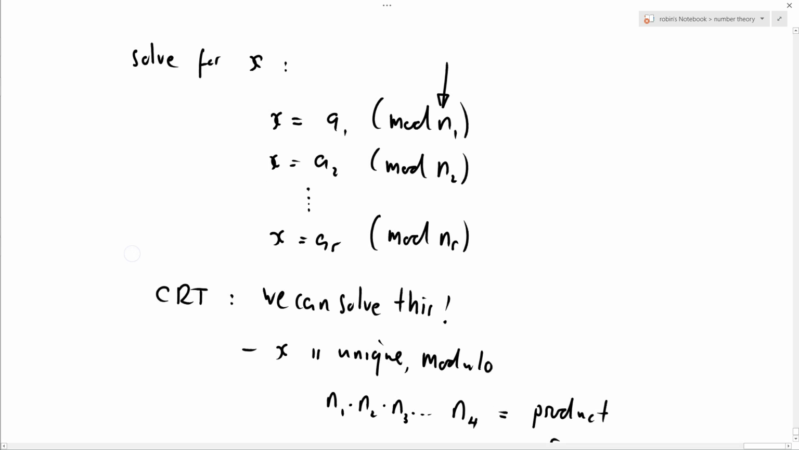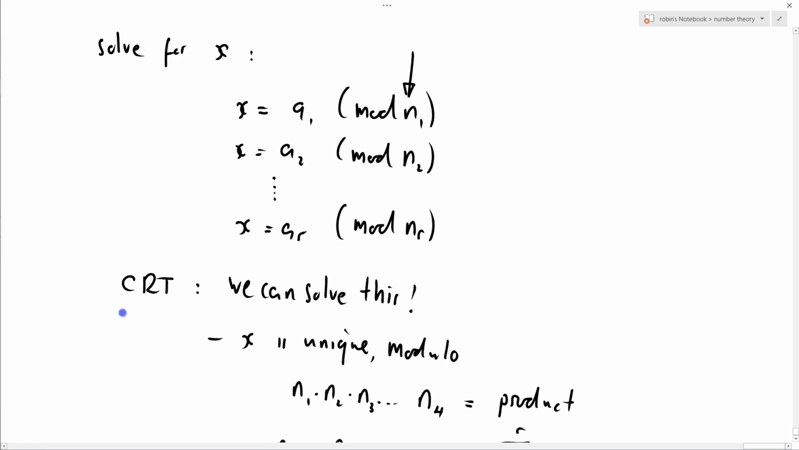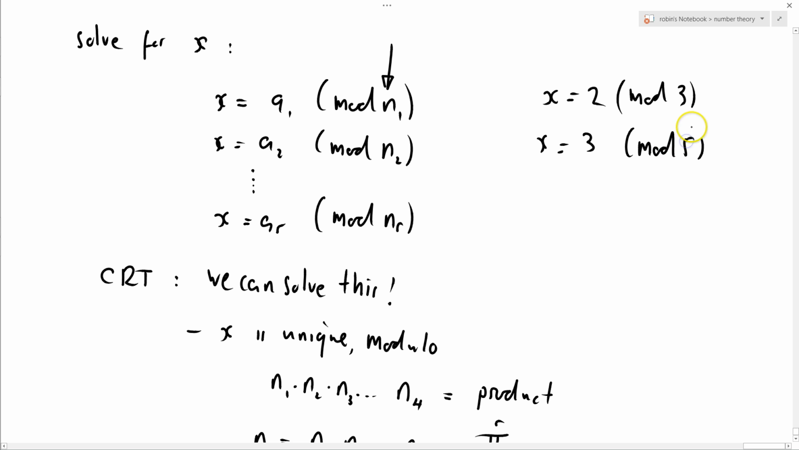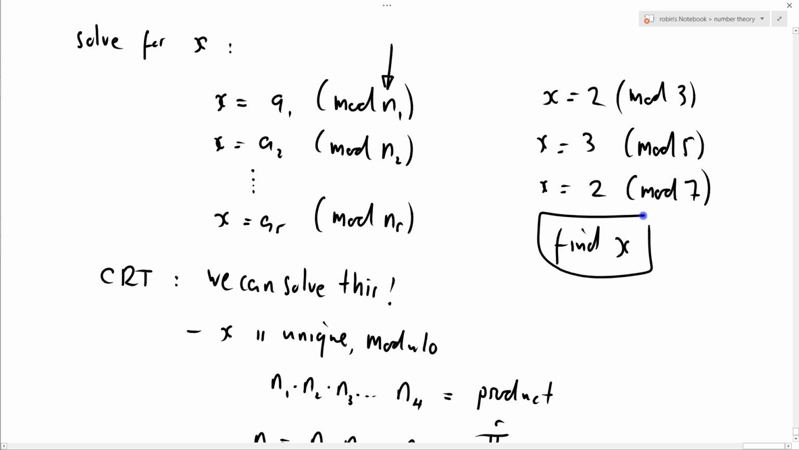Let's just go back to the equations here. So let's just give you an example just to fix ideas. This is a famous one here. If I say that x equals 2 modulo 3, x equals 3 modulo 5, and x equals 2 modulo 7, find x.